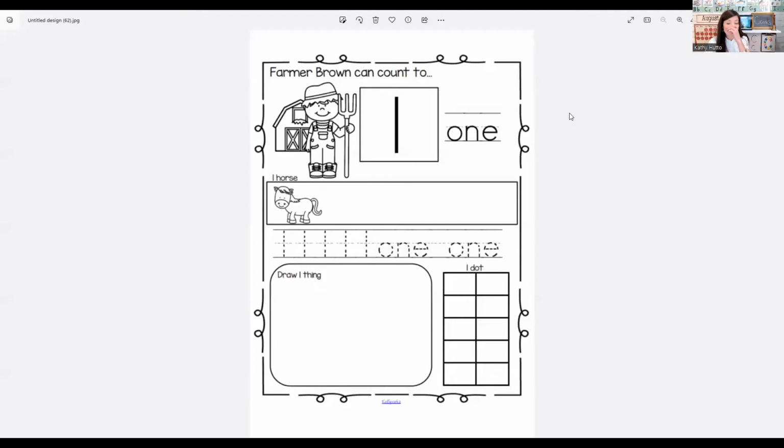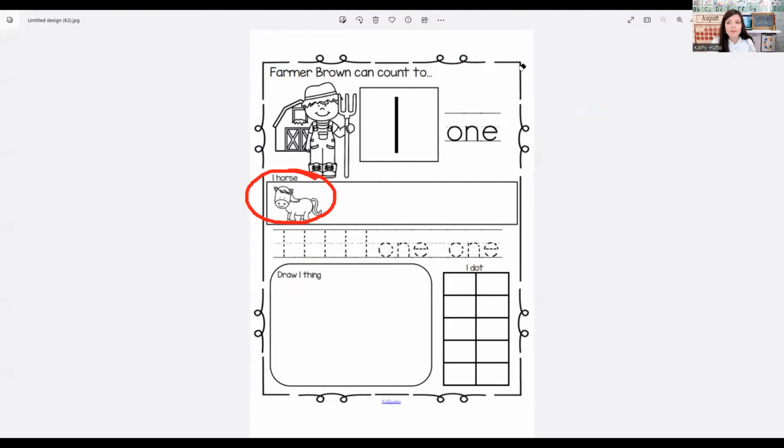Now it's time for math, and we're going to help Farmer Brown. Cows live on farms, and here's Farmer Brown, and we're going to be working on number 1 this week. This is the number 1, and this is the word one, O-N-E. That's the word form of the number 1. How many horses can you see? Let's count.